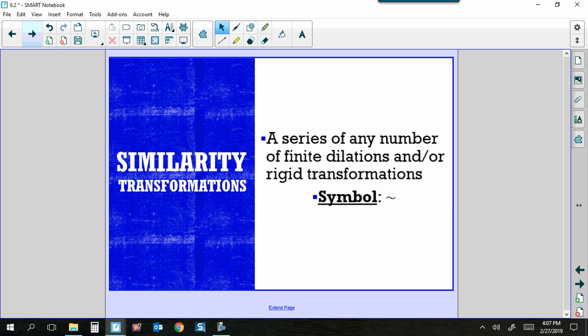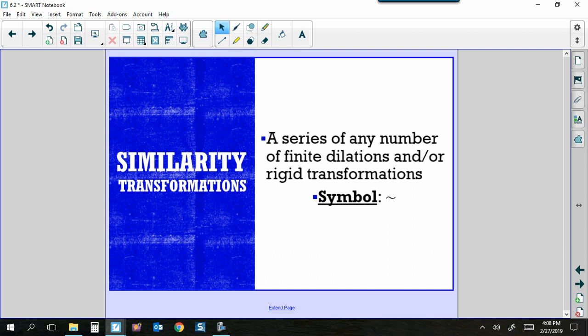Any of the rigid transformations could be used. So reflect, translate, rotate. But we also have finite dilations, meaning it's not constantly changing. Finite just means it's countable, has a start and an end. So you could do a single dilation or 2 dilations or 3 dilations. Those are all finite. Think of finite meaning finish.